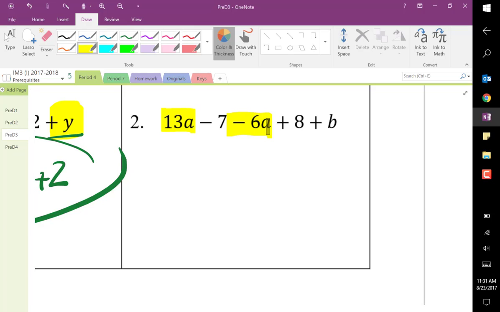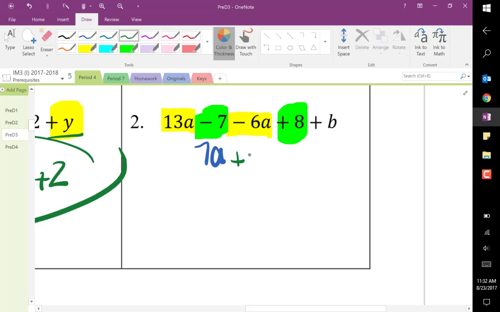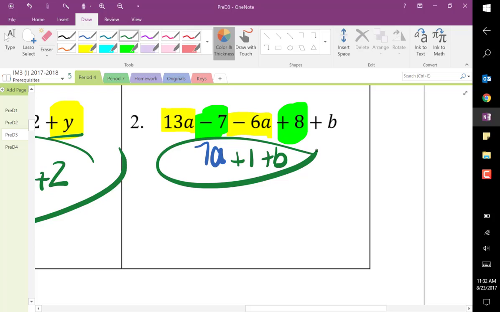When you read it, 13A minus 6A. That's what you would be typing in your calculator, which is what? 7A. Okay? Then I have numbers. Numbers are like terms too. I can add negative 7 plus 8, which is 1. Thank you. And then the B's all alone, and we're done.